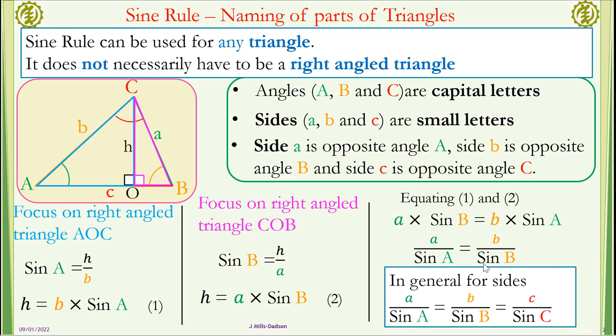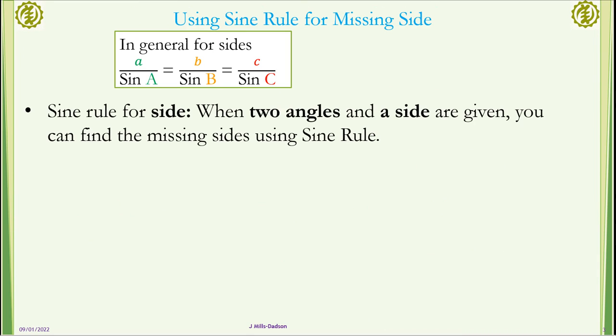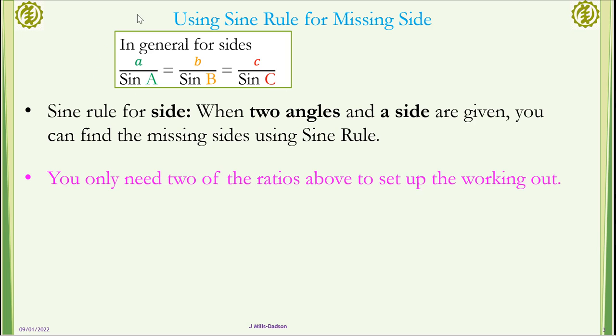But how do we use it to work out missing sides? And when do we know when to use it? Sine rule, when is it used? When two angles and a side are given, you can find the missing sides using the sine rule. And you only need two of these ratios. You don't need A, B, C. You just need two to help you do the working out.